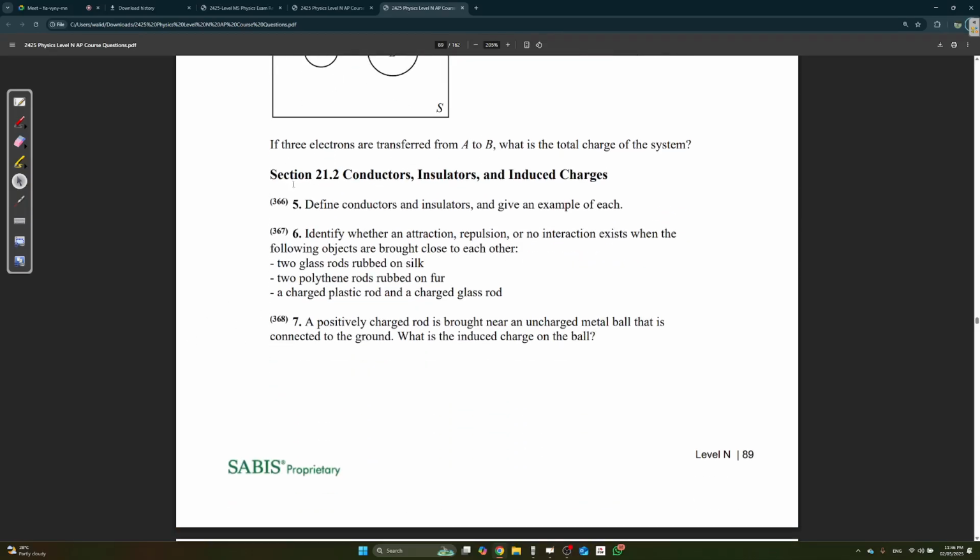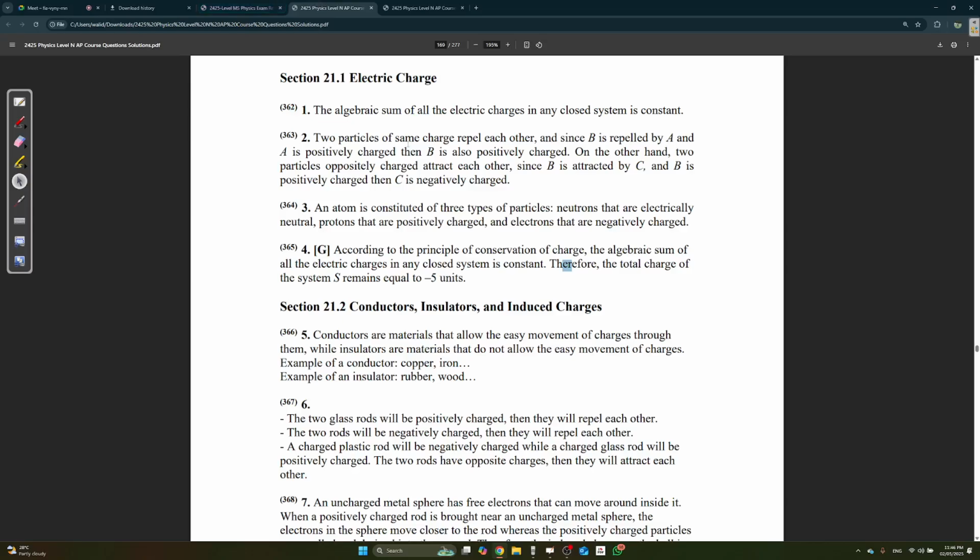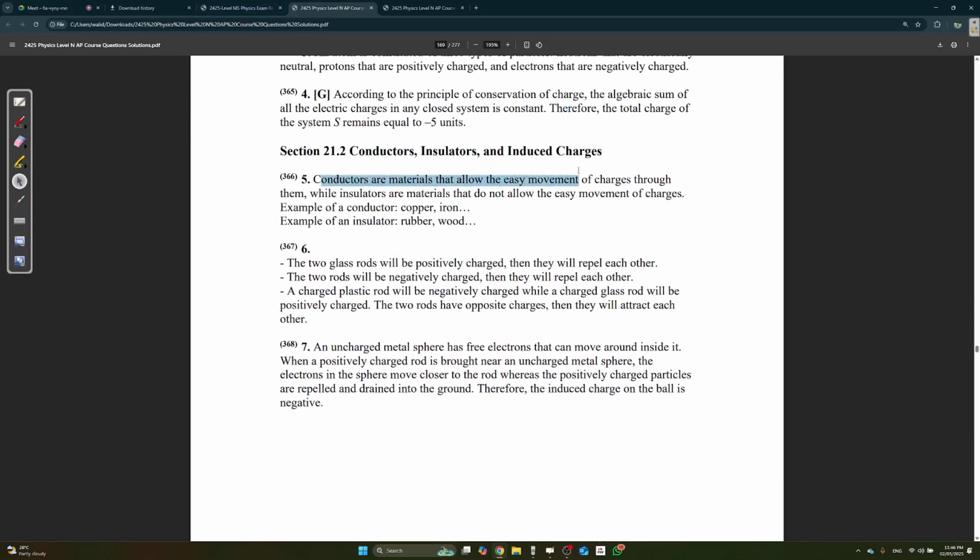Okay. Define conductors and insulators. Give an example of each. This is very easy. Conductors are obviously materials that allow electricity or any charges to move through them, while insulators are materials that do not. And this is straightforward. These are examples of conductors. All metals are conductors, and these are some insulators, mostly non-metals, right?